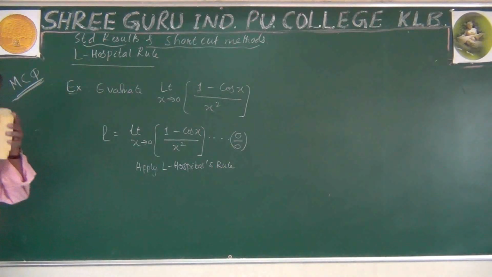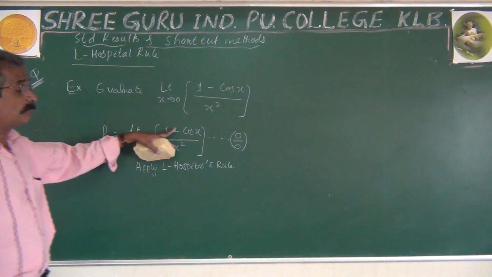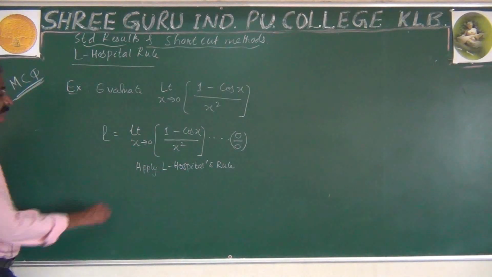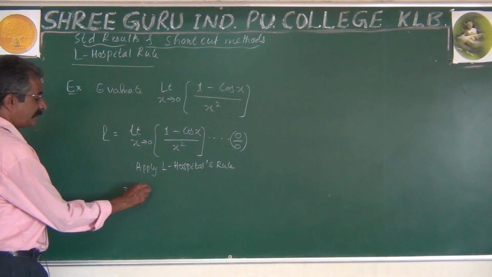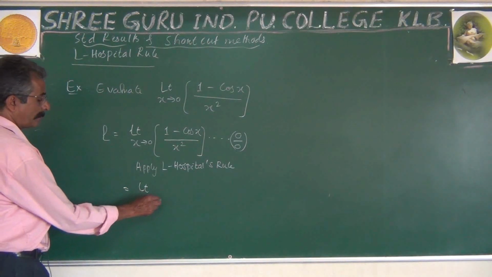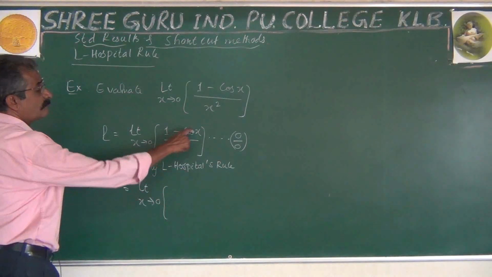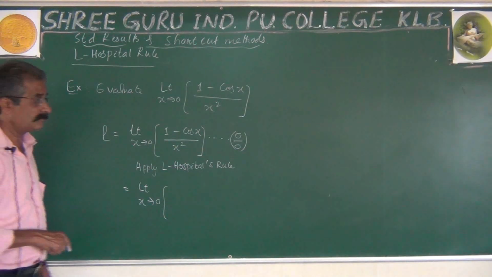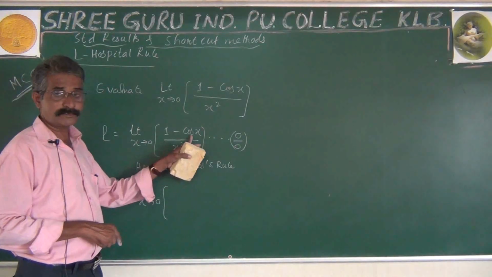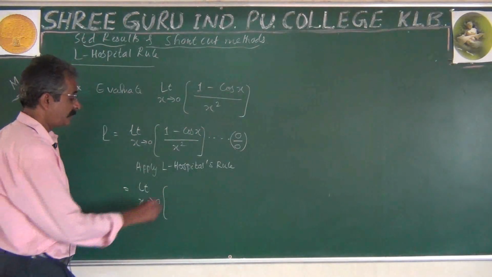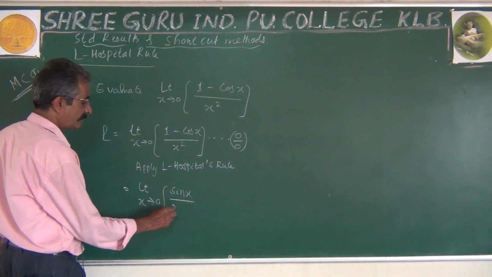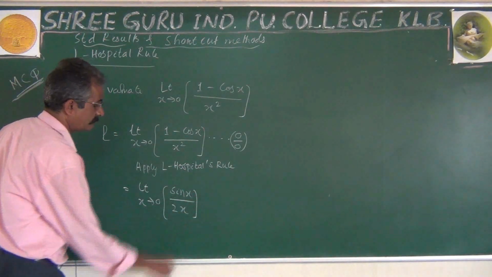And L'Hospital rule says that differentiate numerator separately, differentiate denominator separately. So limit x tending to 0. Differentiation of 1 minus cos x is sin x, because differentiation of 1 is 0. Differentiation of cos x is minus sin x, so minus of minus is plus sin x. Divided by differentiation of x square, 2x.